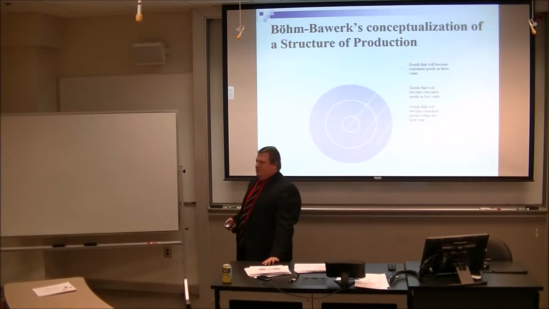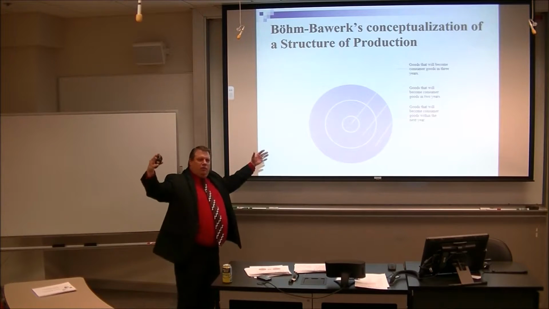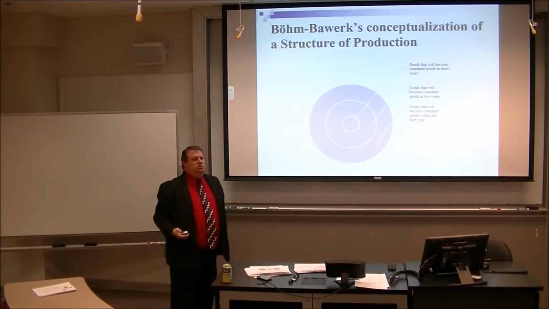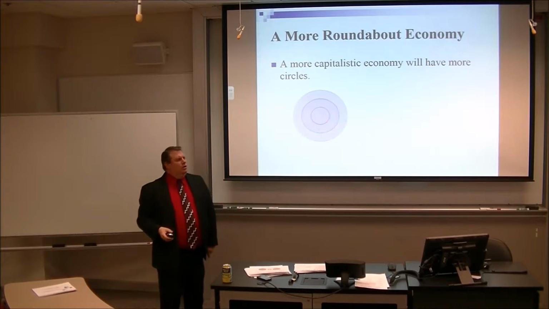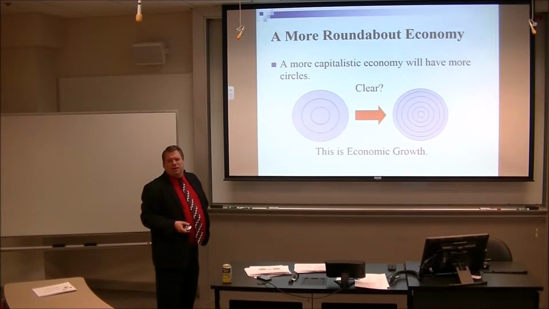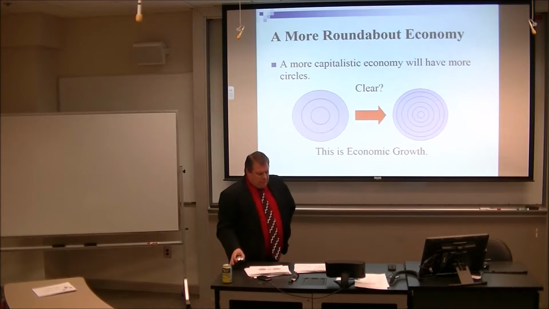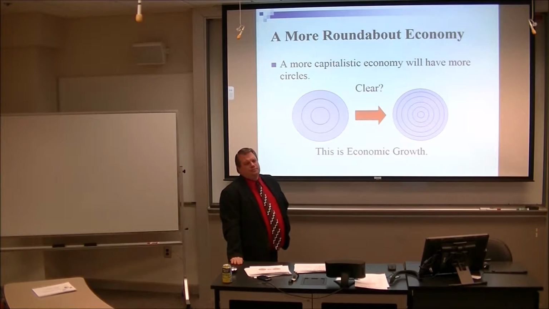So this is an odd way of formulating it, but he's thinking of a tree, right? It's growing out and such. So for Böhm-Bawerk, this is a more roundabout economy. Look at that growth where you're making more rings. That's pretty clear, right? Yeah. Okay.